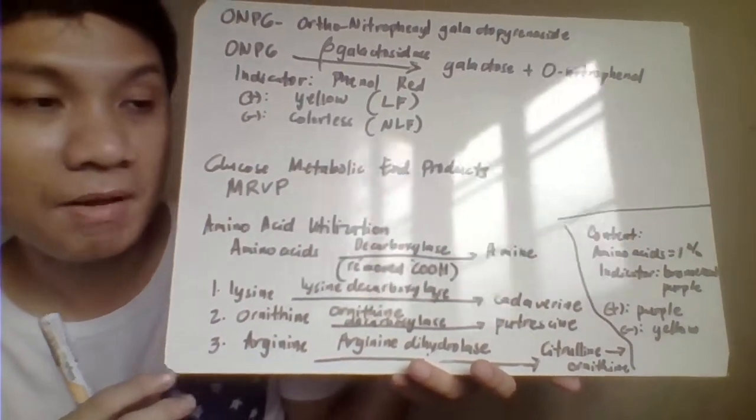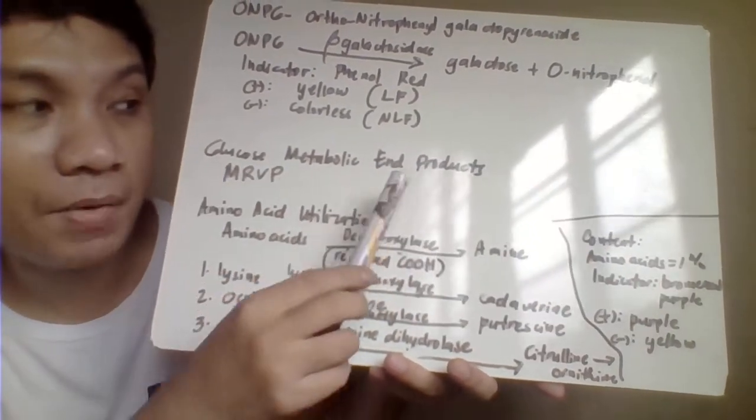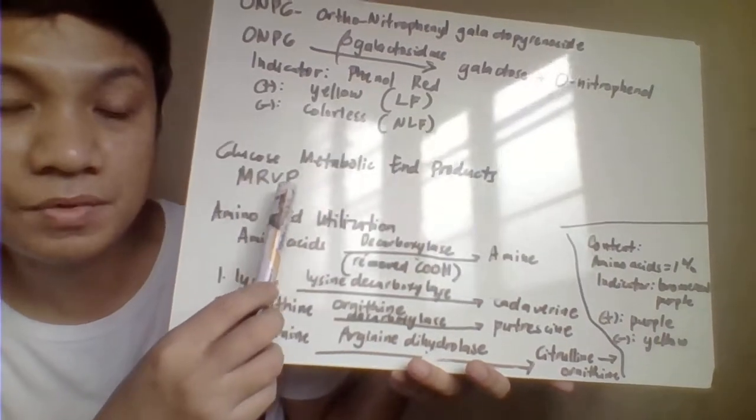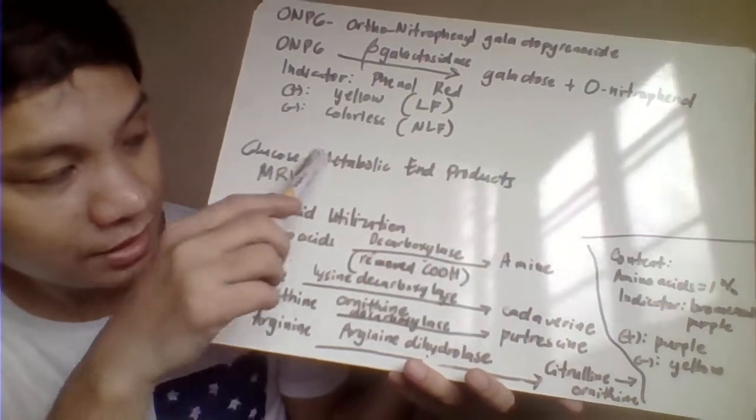Okay, then we have your biochemical reactions. They try to detect here your glucose metabolic end products. So we have your methyl red, Voges-Proskauer. We have discussed this already. So, okay.